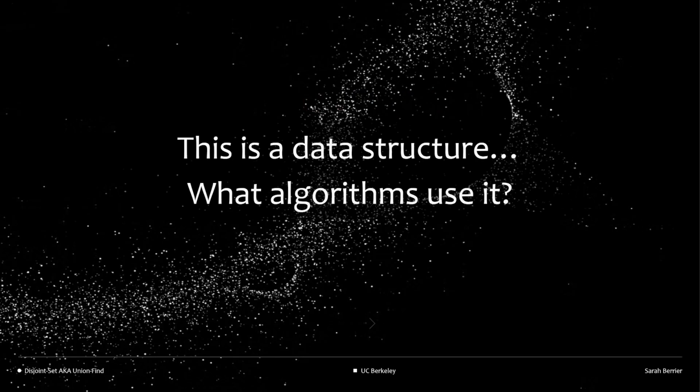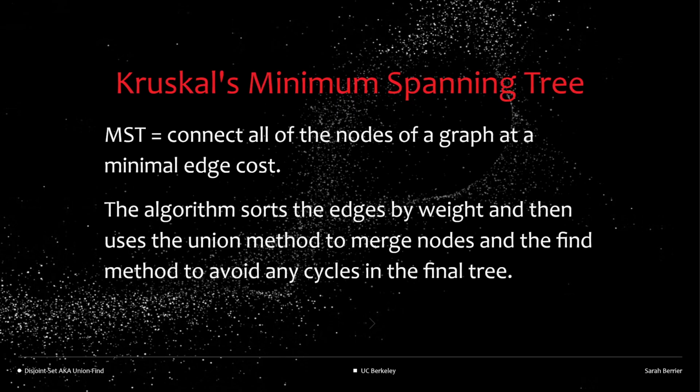And what algorithms use this? Let's find out. Many do, but the most famous and popular use of disjoint set is Kruskal's minimum spanning tree. Minimum spanning tree, just a reminder, connects all of the nodes of a graph at a minimal edge cost. So there would be no cycles because that would increase the cost. So it uses disjoint set greatly in the merging of nodes.